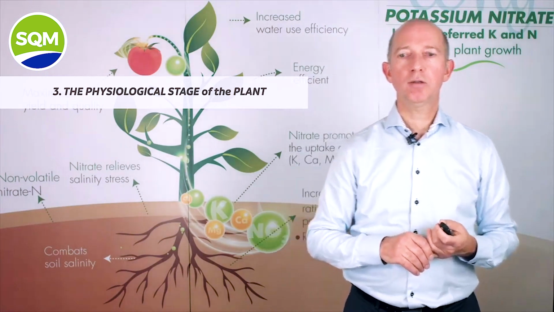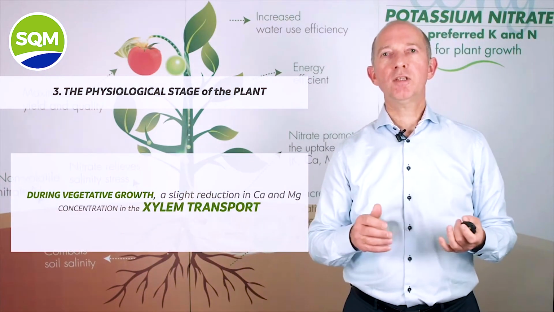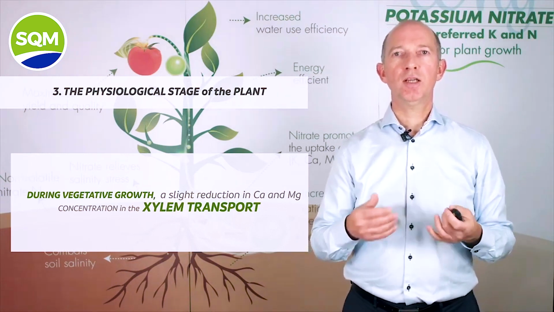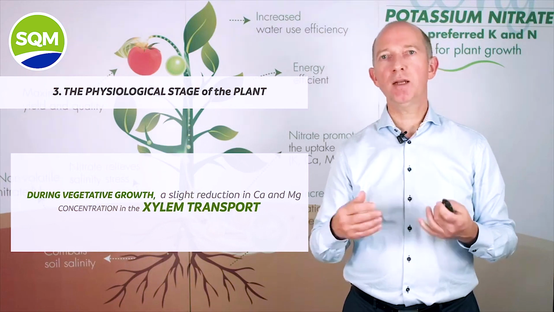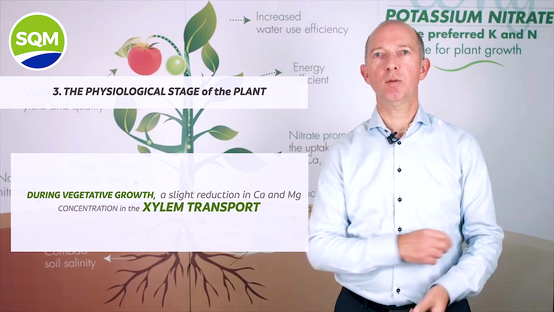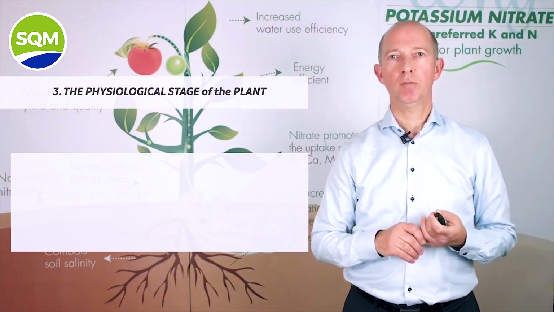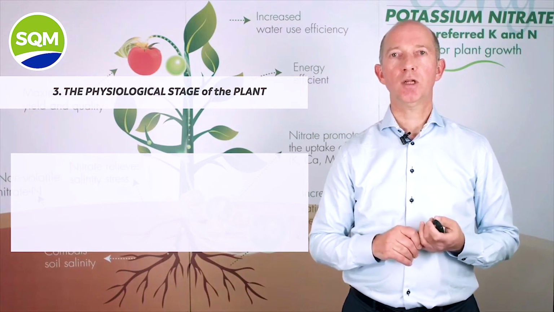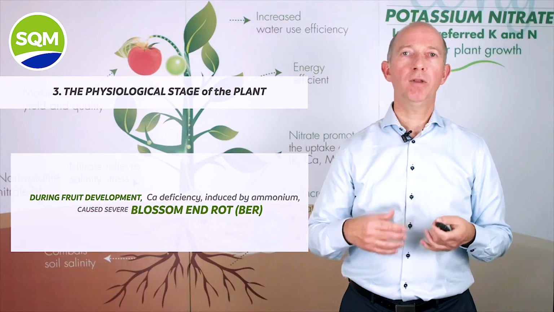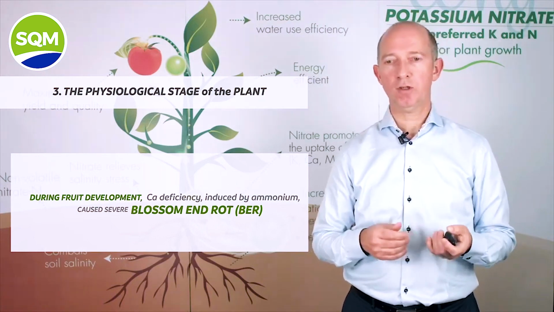The third point is related to the physiological state of the plant. During vegetative growth, the choice for the nitrogen source is less visible, because the plant is mainly developing leaves. There may be a small reduction in calcium and magnesium uptake, but the plant will not show it to the grower. Once the plant starts developing fruits and flowers, then again the impact is very clear with increased blossom end rot deficiencies.